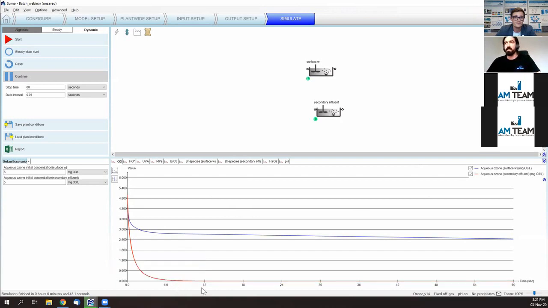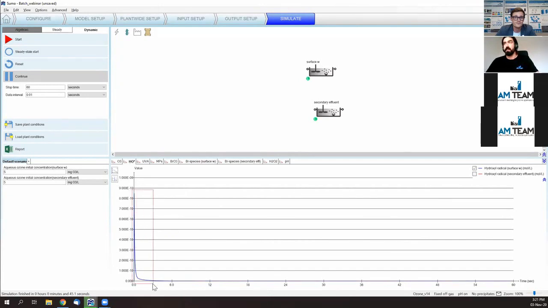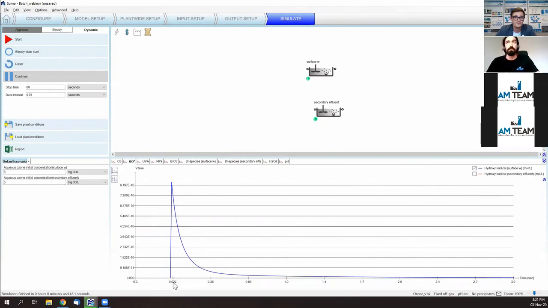As you can see, in about 6 to 10 seconds, the ozone gets completely removed. It reacts with the water matrix, and it gets depleted much faster than in the surface water sample. Let's look now at what happens as a result of all these reactions with organics and inorganic fraction of the water matrix. What happens to the hydroxyl radicals? We have seen our radicals generated in a matter of milliseconds in a peak concentration here from the surface water sample. And here we see again the secondary effluent concentration of radicals. As you can see, it's much lower.